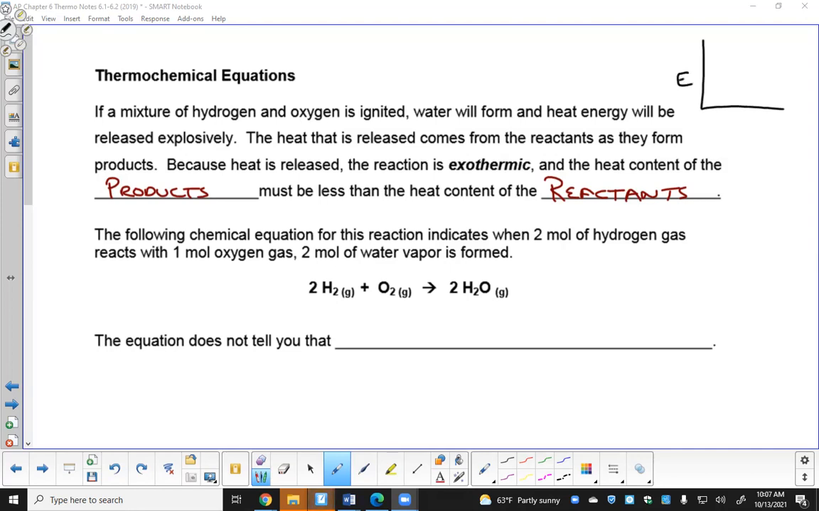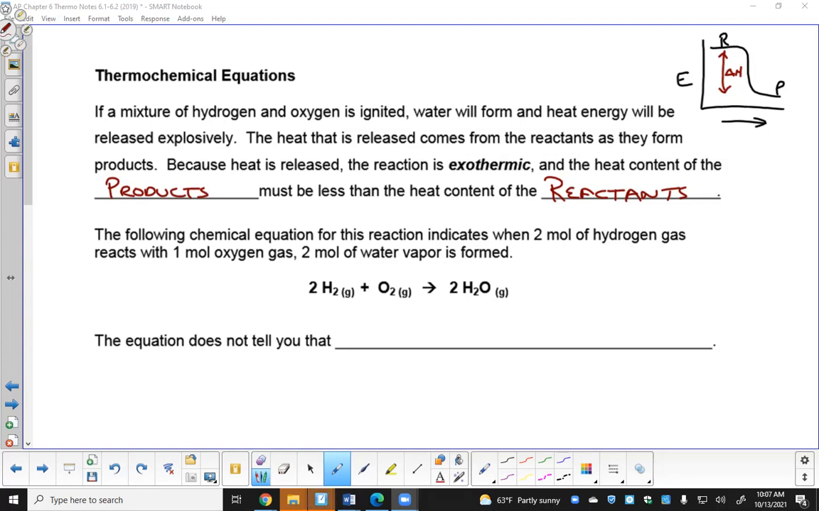Over here, we've got the course of the reaction. We're starting out with more energy and going down to less energy, the products. And our change in enthalpy is that value right there. So we're just saying that a combustion reaction involving hydrogen and oxygen is an exothermic reaction.